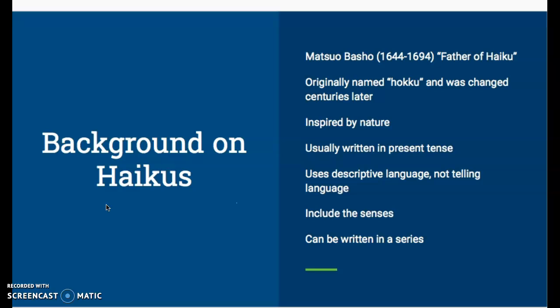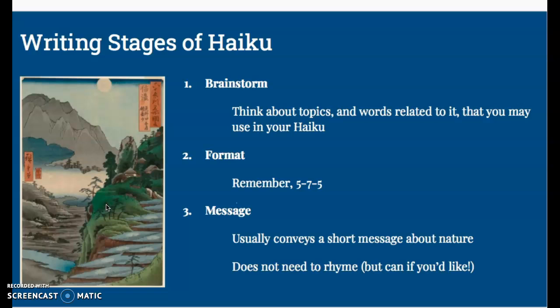Now, don't think that just because it says inspired by nature, written in series, that you need to be really fancy with your haiku. They're more about seeing something and wanting to say something about it. So before you begin to write a haiku, these are some of the stages you may want to go through and consider. First, brainstorm. Before you begin writing about anything, it's always a good idea to brainstorm and get your ideas out there. So think about topics, words related to it, and things that you might want to put in your haiku. For example, if I wanted to write a haiku about the mountains, I would start by jotting down words that I associate with mountains and images that come to my mind.